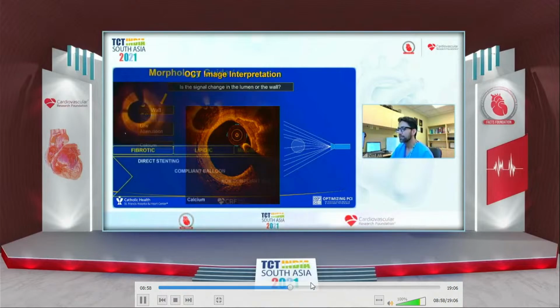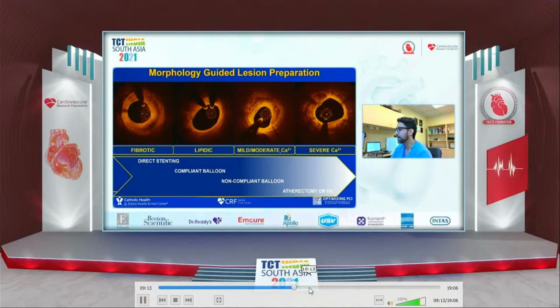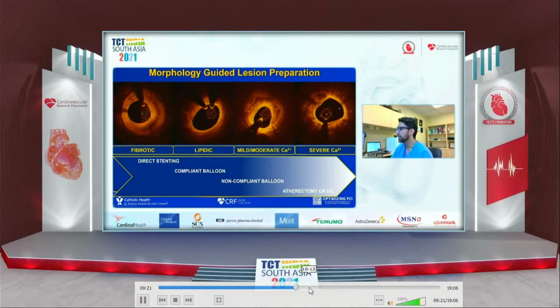Because fibrotic and lipidic lesions yield after even direct stenting or compliant ballooning, and even if you end up a little bit relatively underexpanded, high pressure post-dilation can really rescue these areas. However, in the presence of moderate to severe calcification, that's completely different. And once the stent is placed, apart from maybe some preliminary data about IVL rescue, really you're in a difficult situation here. So when you see moderate to severe calcification, you need to think about advanced lesion preparation.